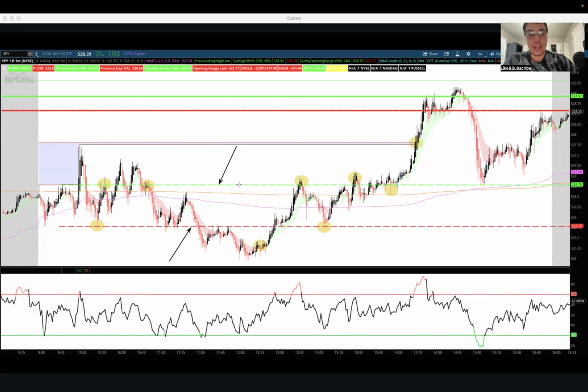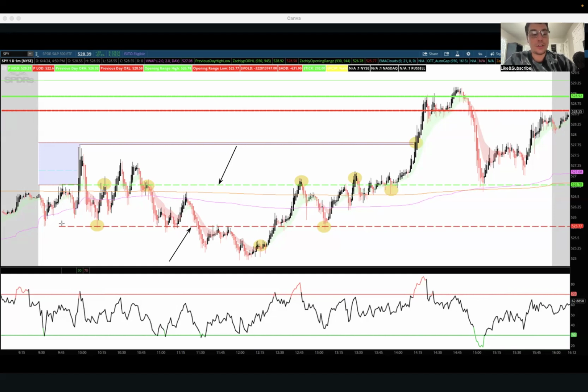So the green line to the top here, the dashed line, that represents the opening range high. The red dashed line here, this represents the opening range low. Typically, you look to short at the opening range high and long at the opening range low. Now, there's many other factors that go into it. We're not going to get too complicated here, but let's keep it simple, guys.